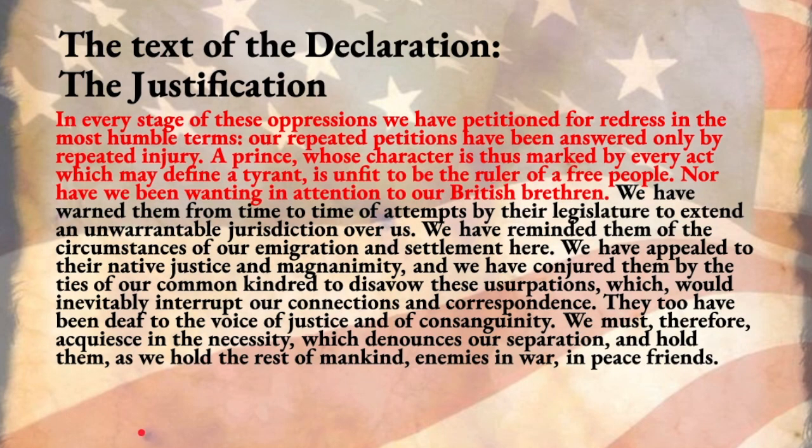So then after the list of grievances, the last part of the declaration is the justification. In every stage of these oppressions, we have petitioned for redress in the most humble terms, meaning we've made petitions. We've asked for them to redress our problems, to fix the problems. Our repeated petitions have been answered only by repeated injury. A prince whose character is thus marked by every act which may define a tyrant is unfit to be the ruler of a free people. Nor have we been wanting in attention to our British brethren. So basically saying, look, we've petitioned, the king hasn't listened, he's a tyrant, he's unfit to rule us.